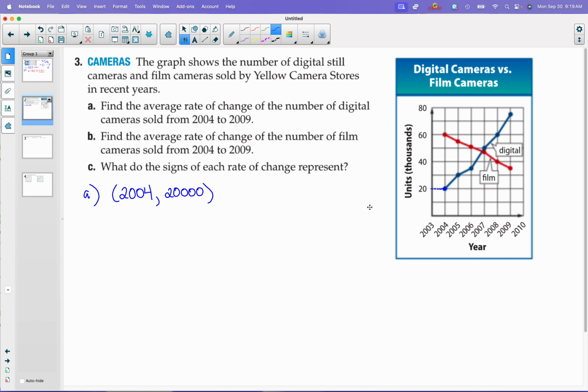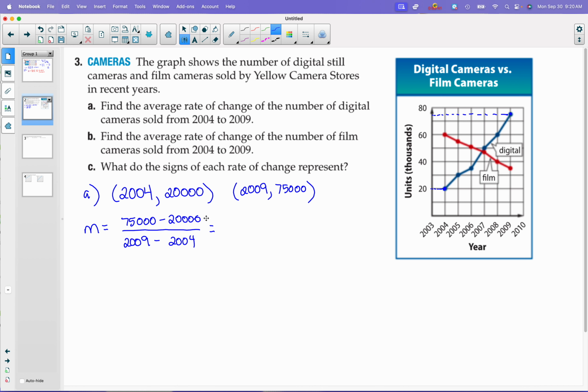So I'm going to write that down as one of my ordered pairs. My other ordered pair is going to be 2009. And in 2009, I'm going to see about where that looks to me. It looks like if this is 70, then this would be about 75,000, because sometimes you kind of have to estimate. And I want to find the average rate of change, which is the same as the slope. So I'm going to take 75,000 minus 20,000, and I'm going to divide that by the change in time, which was 2009 minus 2004.